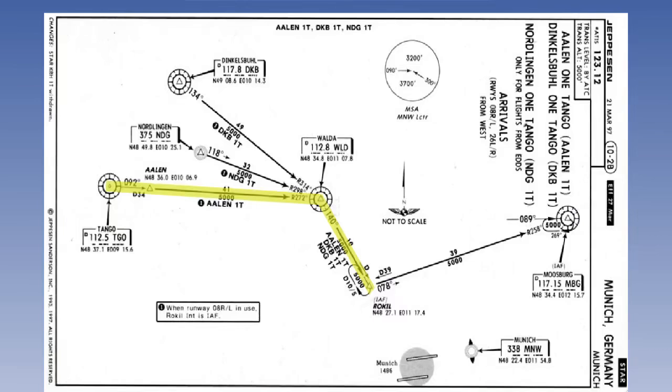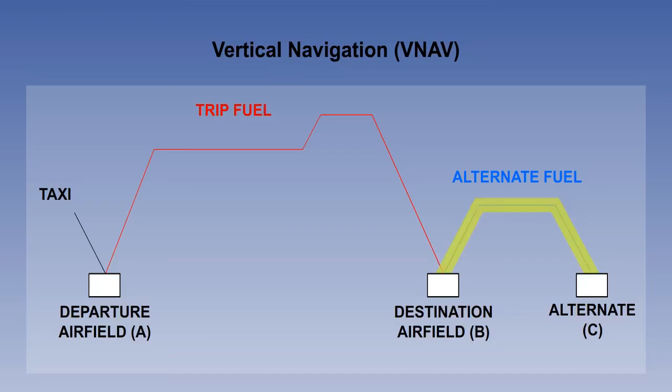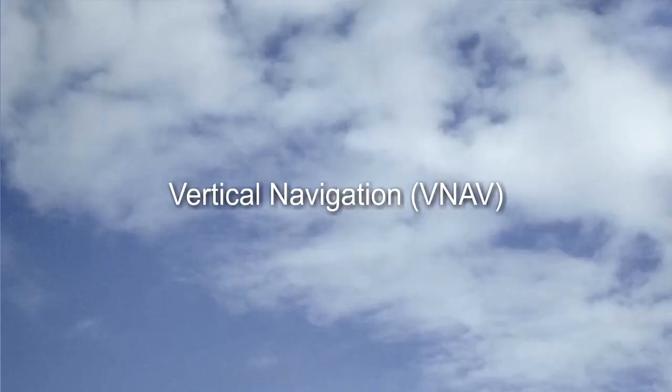The standard instrument arrival, or STAR. The selected instrument approach to the landing runway. A missed approach and go-around, if required. And a flight plan to an alternate airport. Vertical navigation is also complex, and there is a lot of interaction with lateral navigation. We will show some of these facilities by the use of examples.